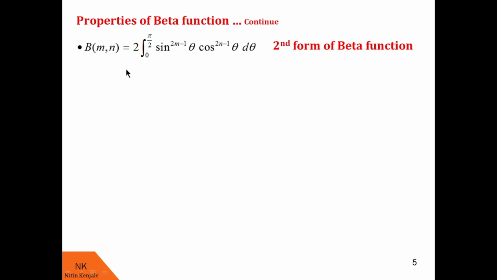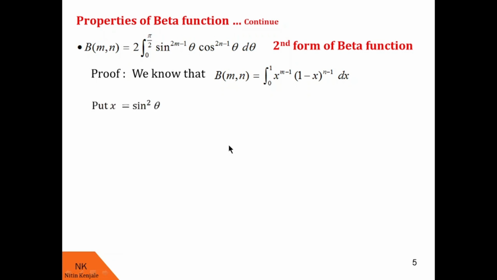To obtain this second form of beta function, one should substitute x is equal to sine square theta in the first form of beta function, that is integral of x raised to m minus 1 into 1 minus x raised to n minus 1 dx over the limit 0 to 1. So if we consider x is equal to sine square theta, then dx will be equal to 2 sine theta into cos theta into d theta.